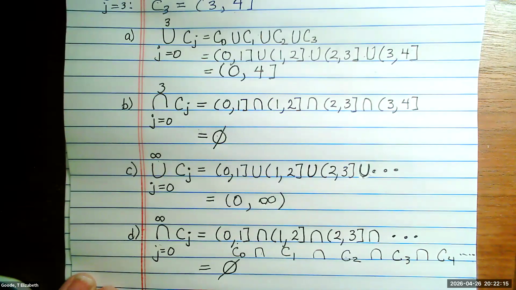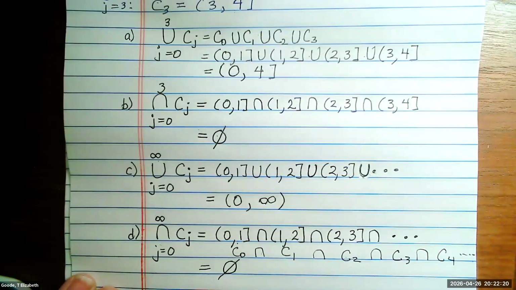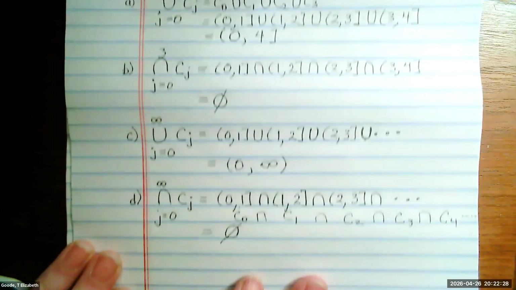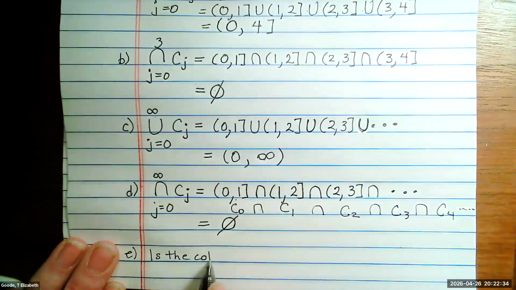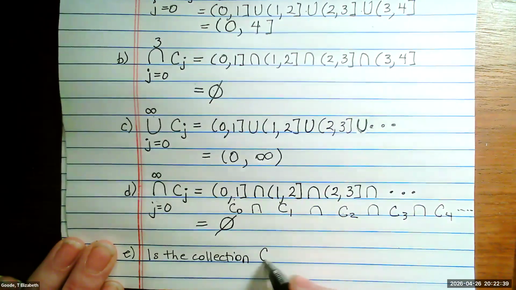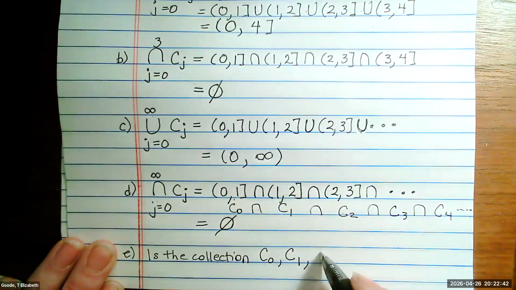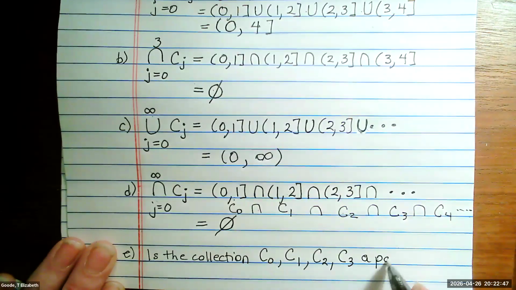And I believe the last question was about, is this collection C0, C1, C2, C3 a partition of any set? But I think you need to work your WebAssign. Did you work your WebAssign about partitions? And did you review the definition of partition? I did, but I can't recall it off the top of my head.